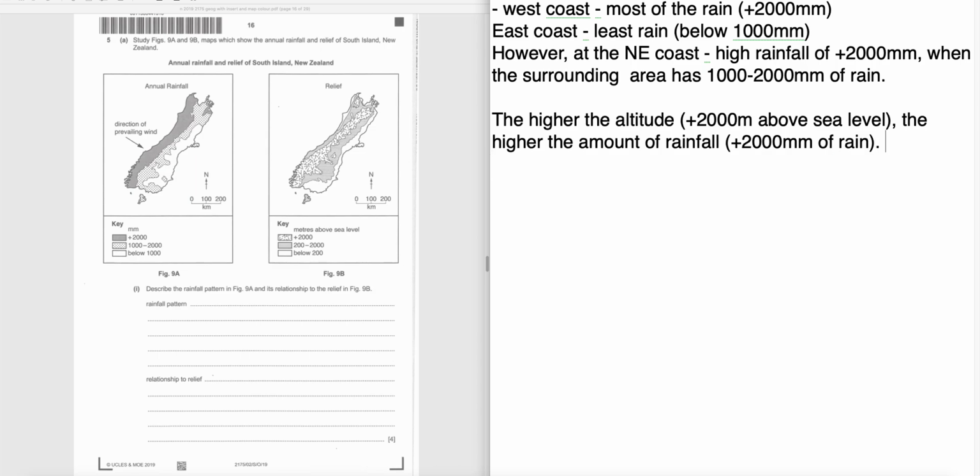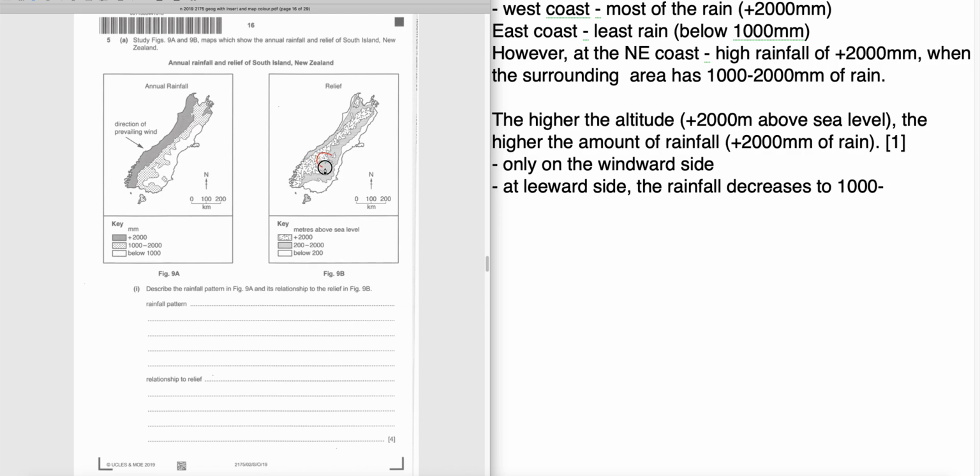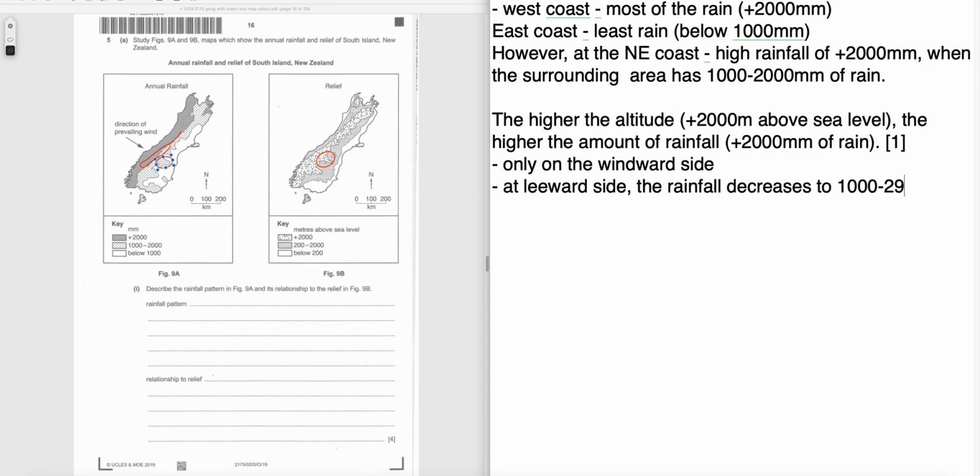Well, what is the thing to point out to get the second mark? Well, you can talk about how it only occurs on the windward side, because at the leeward side the rainfall decreases to 1000, even below 1000. So for example, this whole area is tall, but only this part gets high rainfall, this part gets less. 2000 mm of rain. That would have been 4 marks like that.